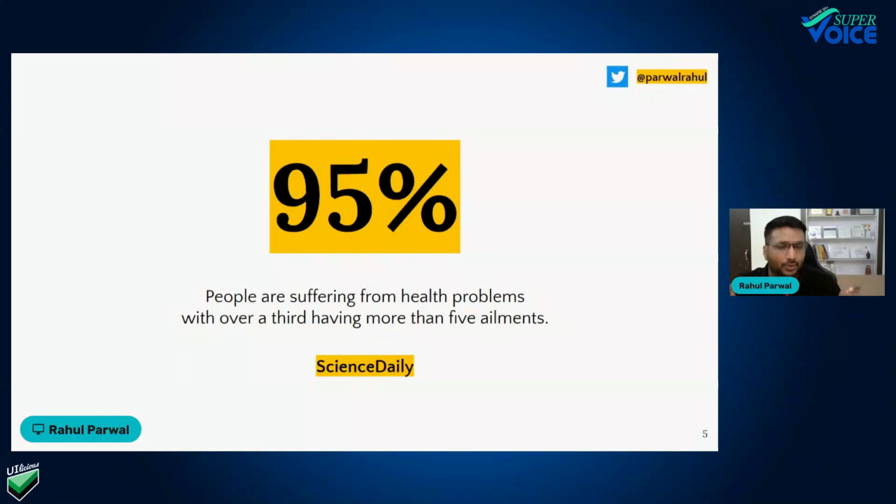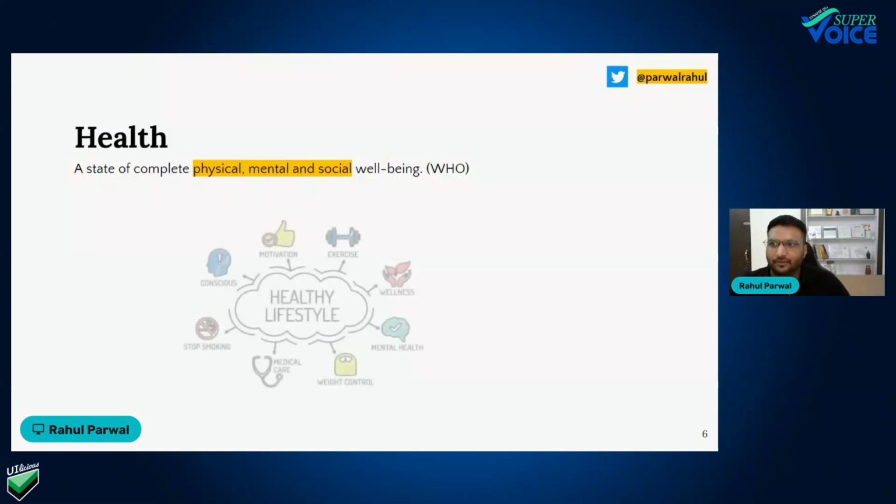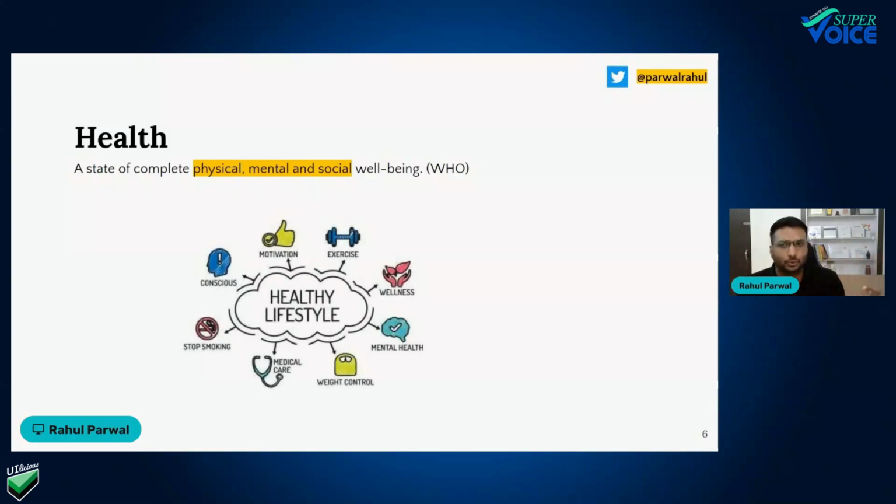So, what makes this so difficult? Let's understand it by looking at the definition of health. Health is a state of complete physical, mental, and social well being. So, health is not just medicines, health is not just doctors, health is not just access to some diagnostic test, but it is a state where all the three physical, mental, and social components are balanced. And you balance them through a healthy lifestyle, by consciously taking decisions, by exercise, by a well controlled, balanced diet, mental health, and so on and so forth.